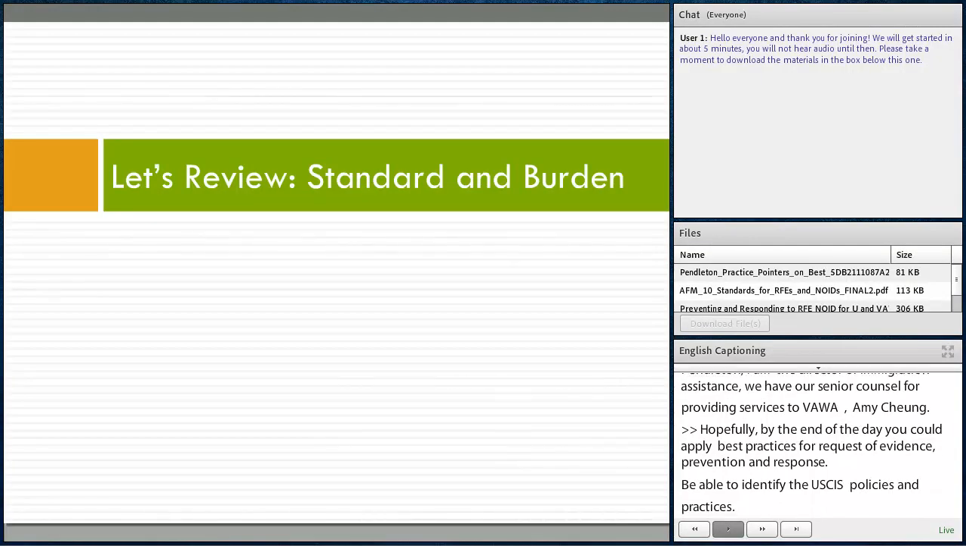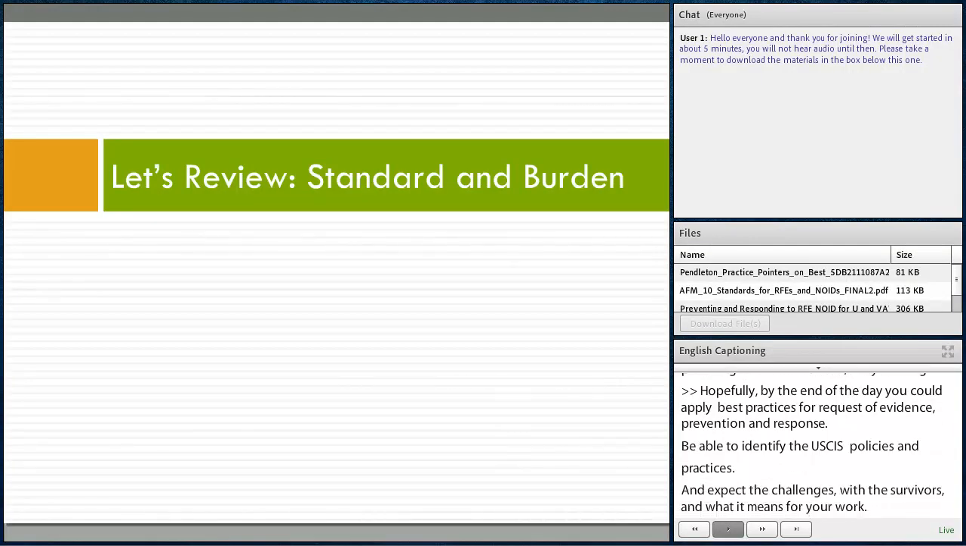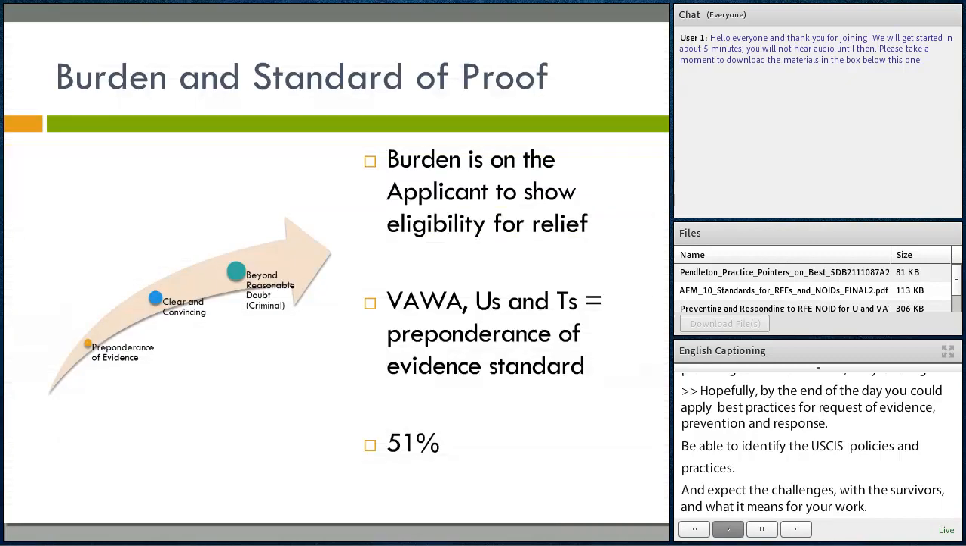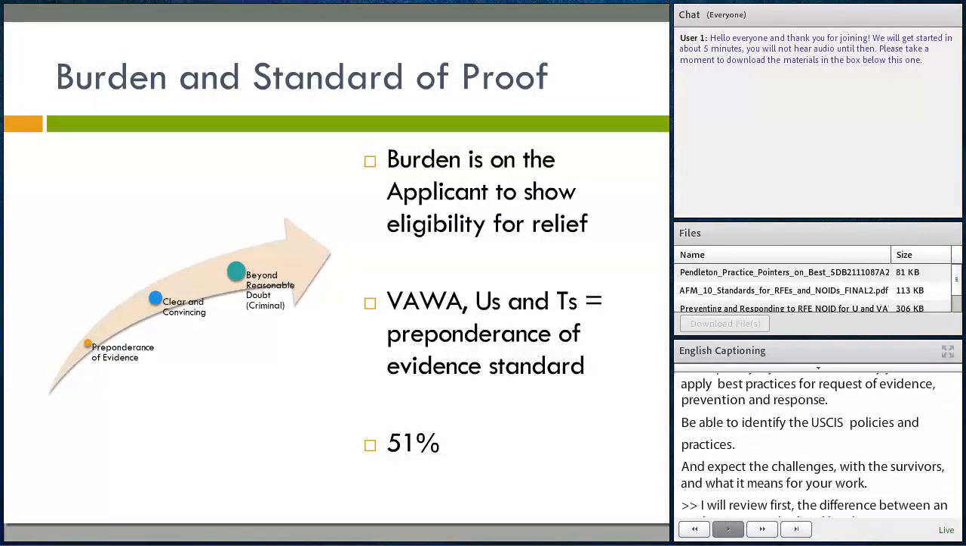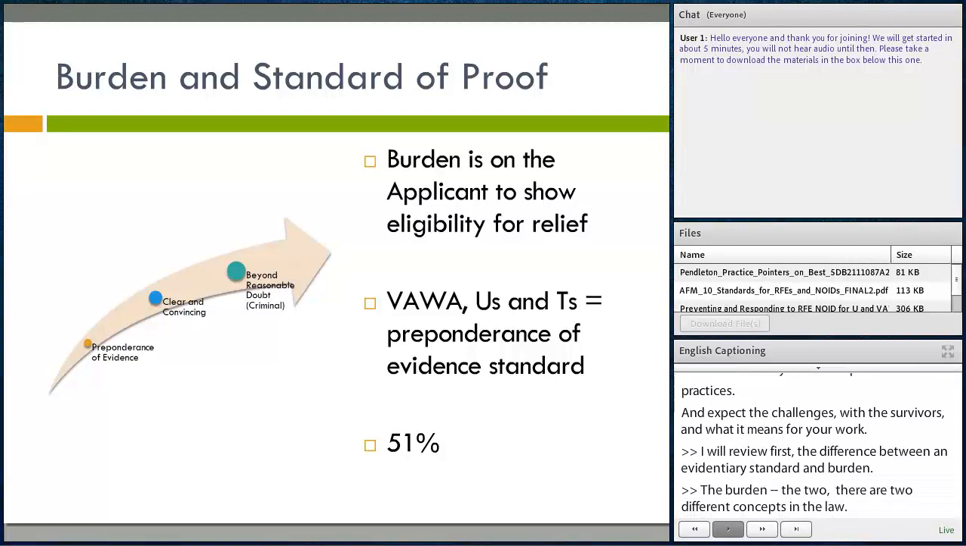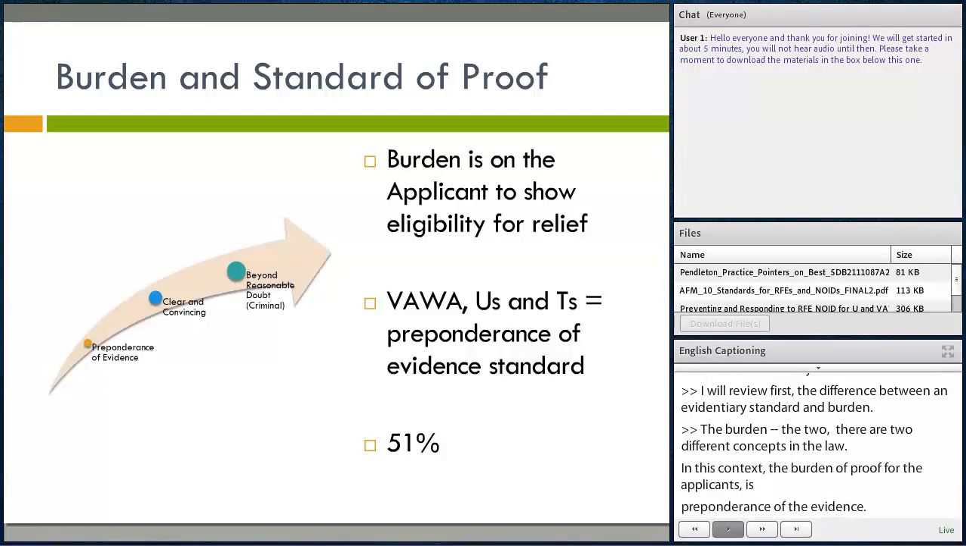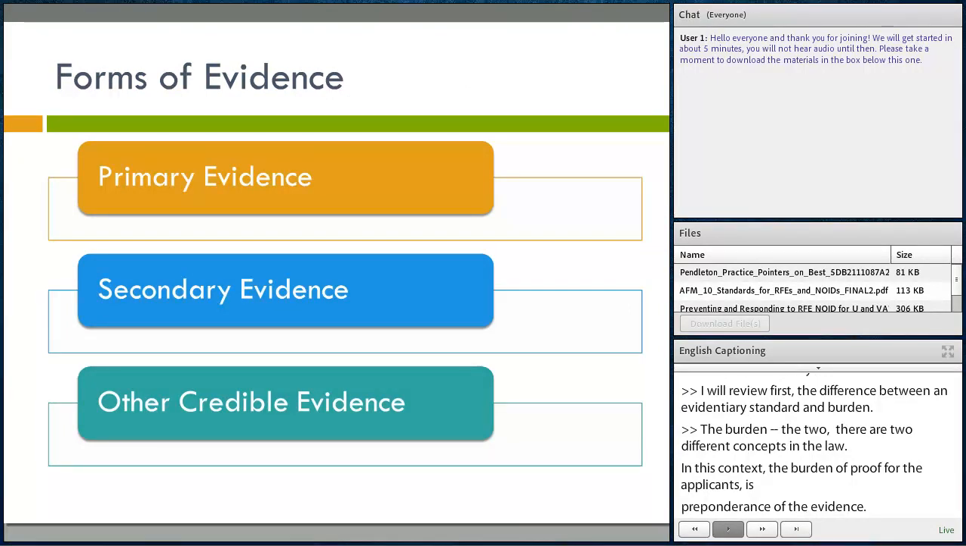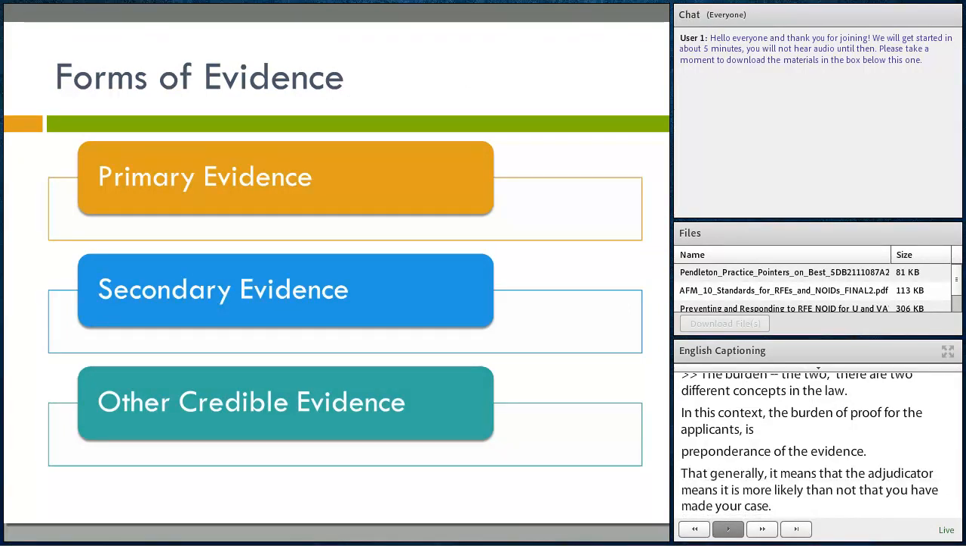So we're going to review first the difference between an evidentiary standard and the evidentiary burden. There are two different concepts generally in the law, and specifically in this context, the burden of proof for VAWA self-petitioners and U visa applicants and T visa applicants is preponderance of the evidence. Generally under case law that means the adjudicator thinks it's more likely than not, 51%, that you have made your case for relief. The standard of proof is the kinds of evidence that you can supply to meet that burden of proof.